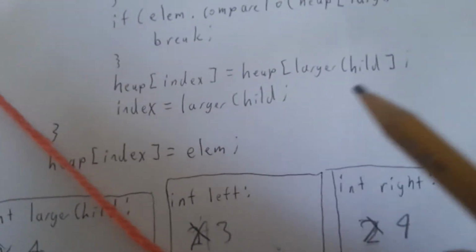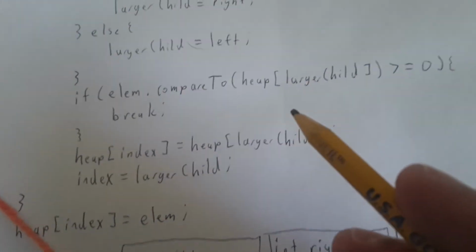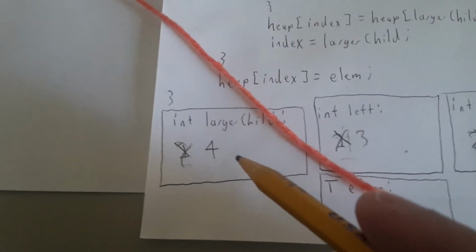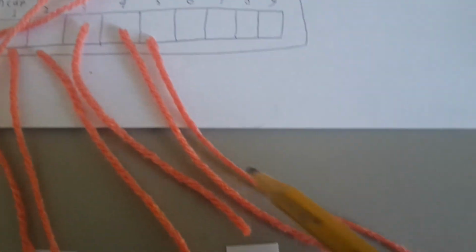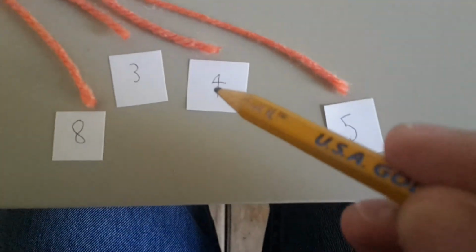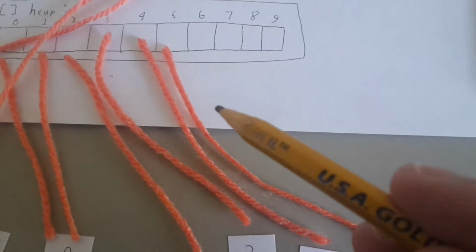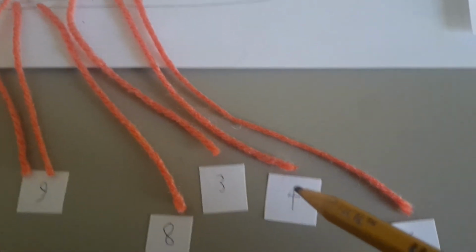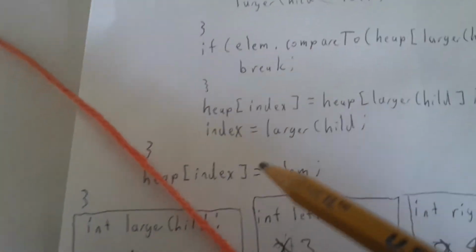Okay. If element, which remember was, if we follow this along, 7, is greater than or equal to the one at larger child, which is index 4. Let's check index 4. It's 4. So 7 is indeed greater than or equal to 4, so that's true. Then let's break out of the while loop.